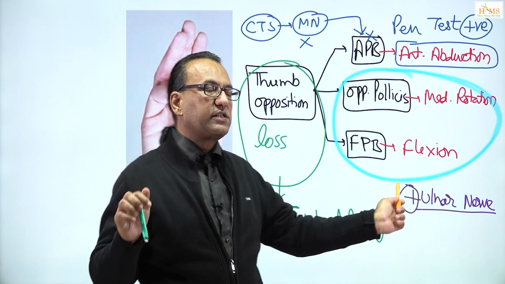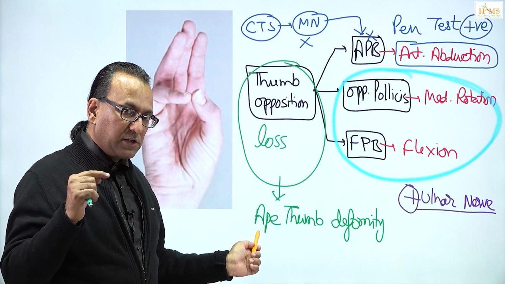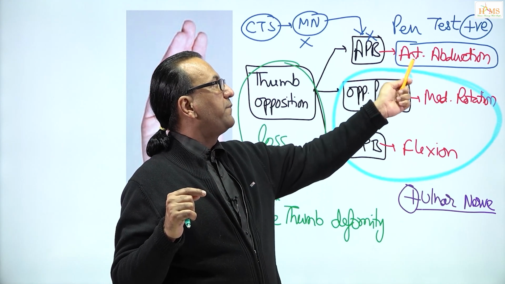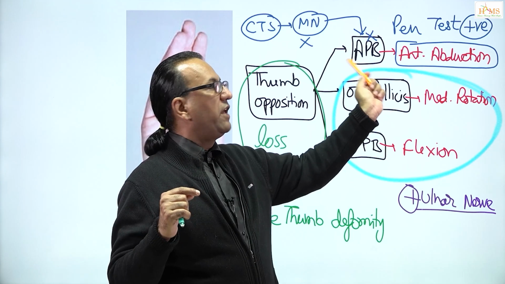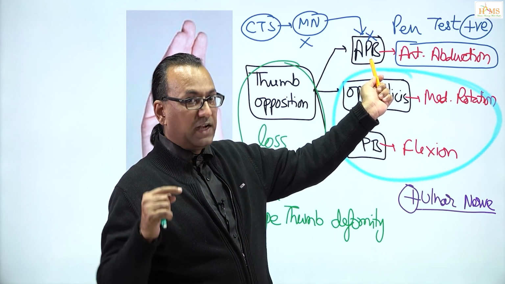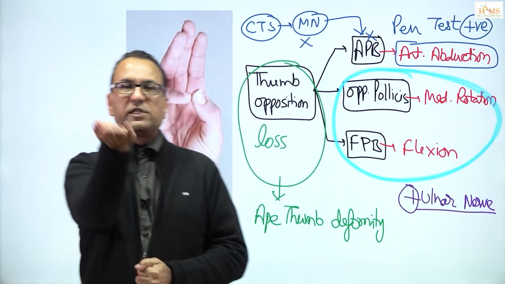Or in effect, you can say, why do you have loss of thumb apposition? Just because of one muscle paralyzed, that is the abductor pollicis brevis. This is all important because when we are dealing with MCQs, this kind of information is required. It is essential.